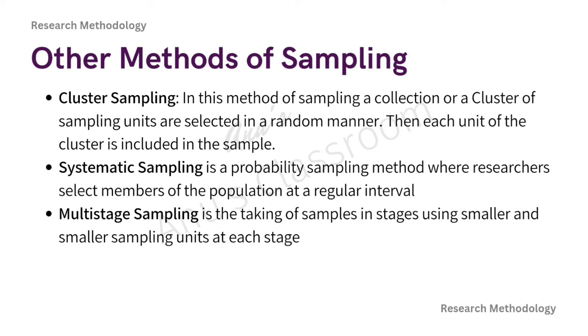Now, a few other methods of sampling include cluster sampling, in which sampling is done on a collection or a cluster of sampling units which are selected in a random manner. Suppose you are clustering based on, say, the caste.